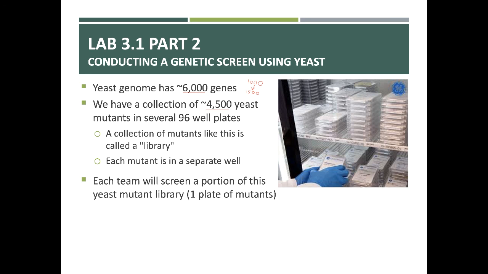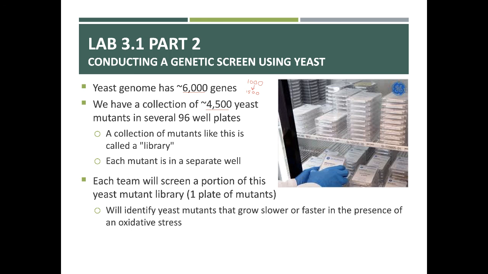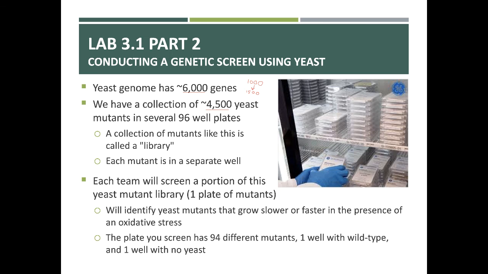Now, each team will only screen a portion of these yeast mutant library plates. That means out of the approximately 6,000 genes in yeast, we're only going to look at 94 of those mutants. In the screen, you're going to look at data to help you identify yeast mutants that grow slower or faster or not at all in the presence of an oxidative stress, like hydrogen peroxide. Even though it's a 96 well plate, there's only going to be 94 mutants in them because two of the other wells contain our controls. One of those wells will contain wild-type yeast, and the other well will contain no yeast.